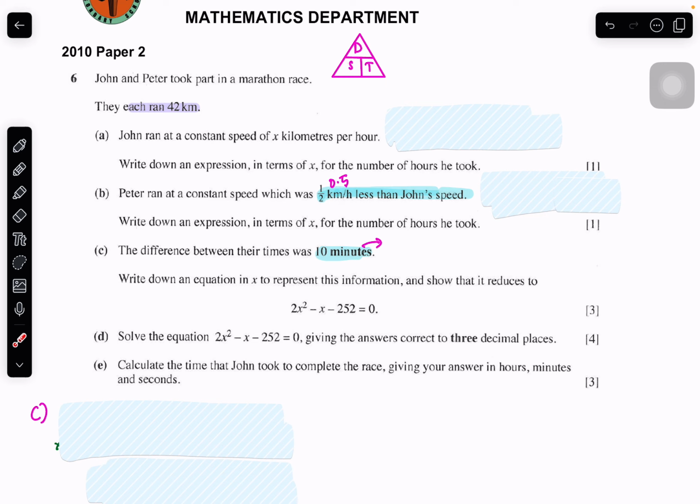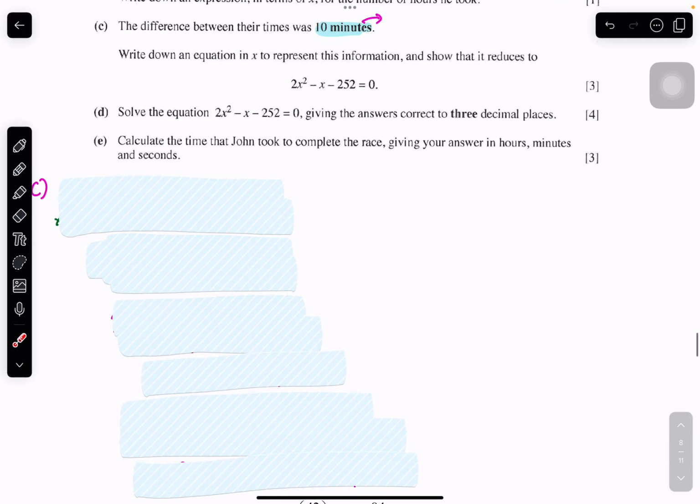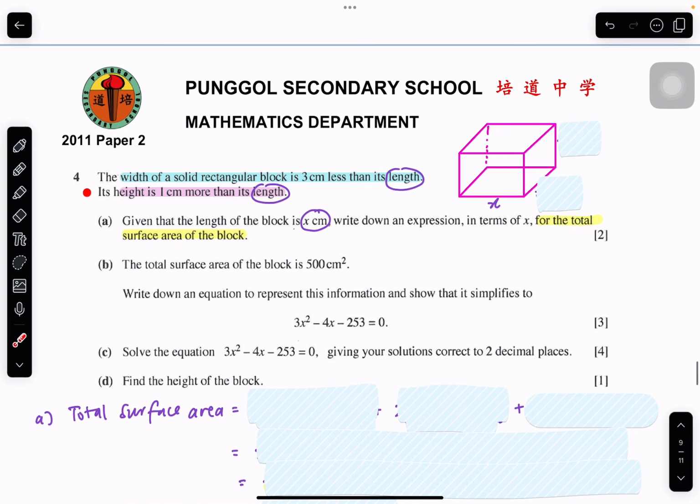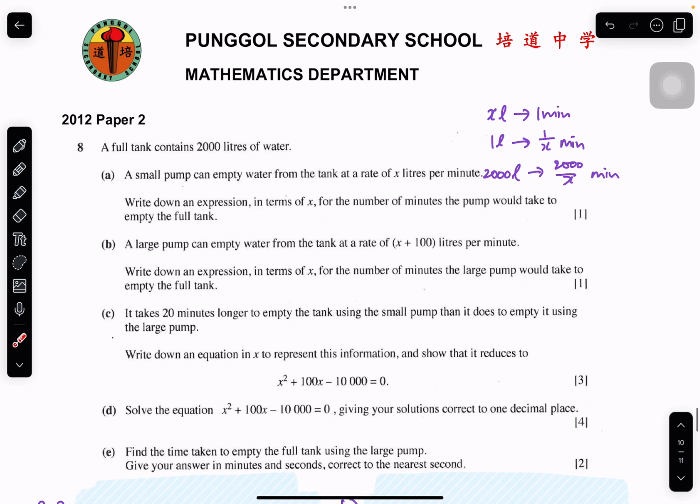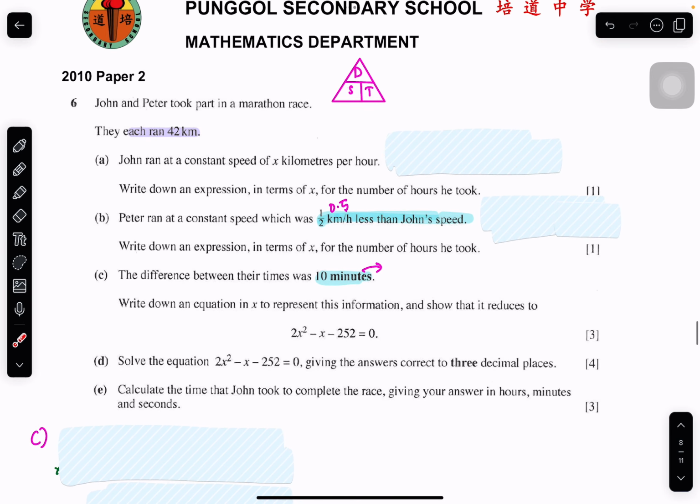So today I'll be discussing our EMATS chapter 1.5 notes. The questions that I will be going through are question 6 from the 2010 paper 2, question 4 from the 2011 paper 2, and also question 8 from 2012 paper 2. Alright, so without further ado, let's begin.